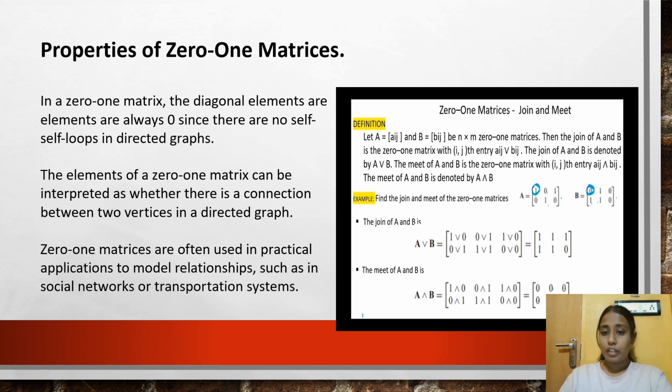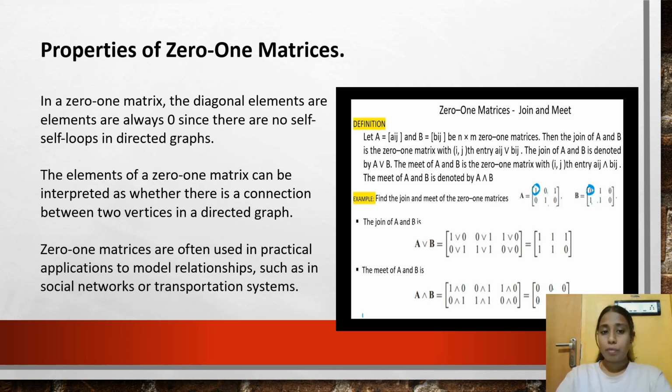Next is properties of 0-1 matrices. In 0-1 matrices, the diagonal elements are always 0 since there are no self-loops in the directed graph. The elements of a 0-1 matrix can be interpreted as whether there is a connection between two vertices in the directed graph. 0-1 matrices are often used in practical applications to model relationships such as social networks or transportation systems.